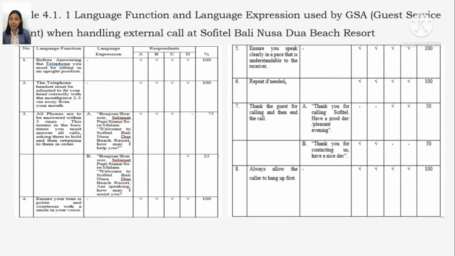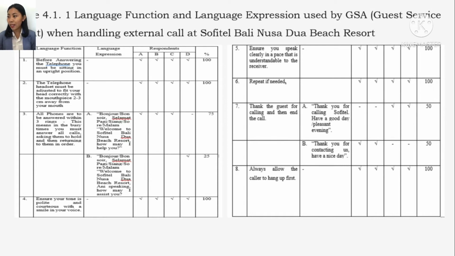Language function number 2 is the telephone headset must be adjusted to fit your head correctly, with the mouthpiece 2 until 3 centimeters away from your mouth, like this. The ideal distance between the lips and the headset is about 2 until 3 centimeters, and a distance between the mouth and the telephone that is too close will make the voice less clear, and the sound of breath will be heard by guests like that.